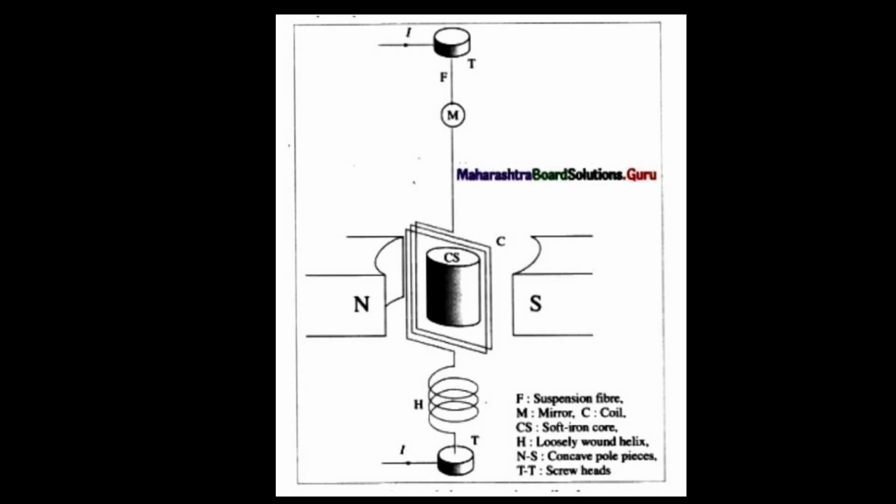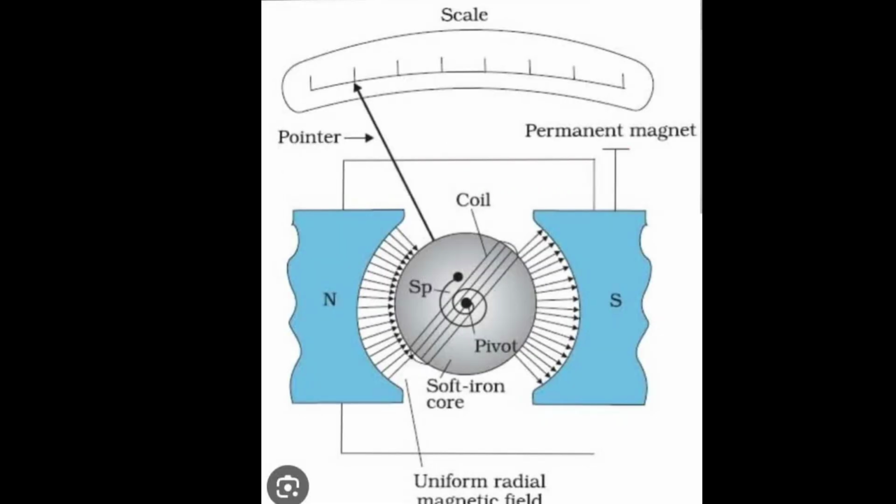This spring exerts a very small restoring torque on the coil. Also there is a soft iron core which is placed within the frame of the coil. This whole system is finally enclosed in a non-metallic, we can say wooden, case, to avoid disturbance due to air. So the next one is a moving coil galvanometer of the pivoted type.